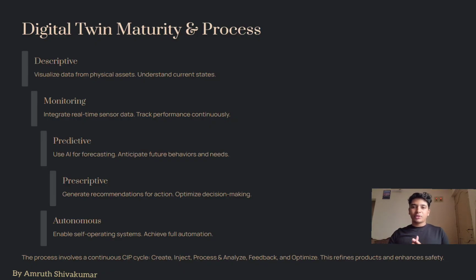At the descriptive stage, they simply visualize and represent the systems. As they grow, they monitor real-time data, which is then fed into predictive analysis for forecasting future events. At the prescriptive level, it goes one step further, suggesting actions to be taken on the predictions. Finally, at the autonomous stage, the system can make its own decisions and act on its own.